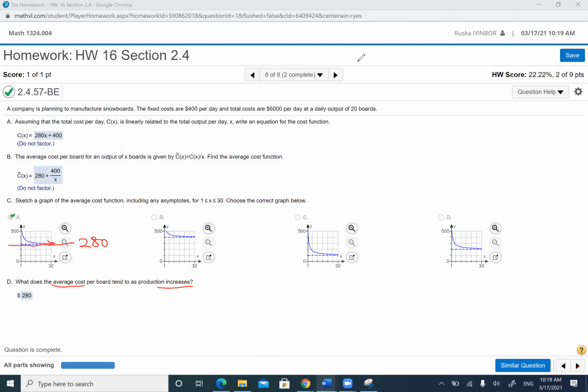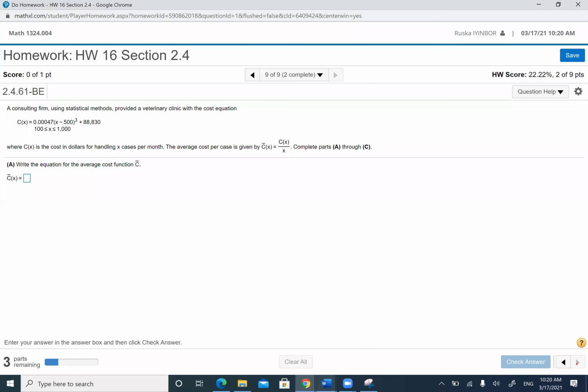And then the last question is also the same one. You have the cost function, you're going to divide by x, and it's going to give you pretty much everything else. Okay?